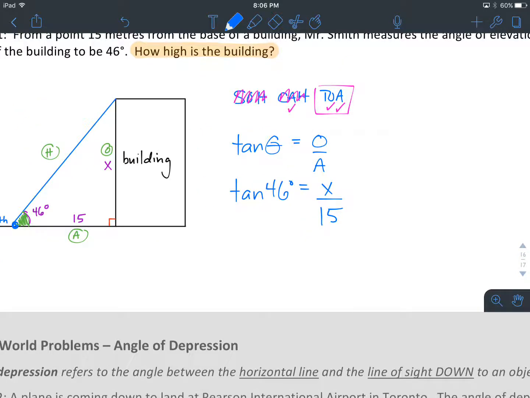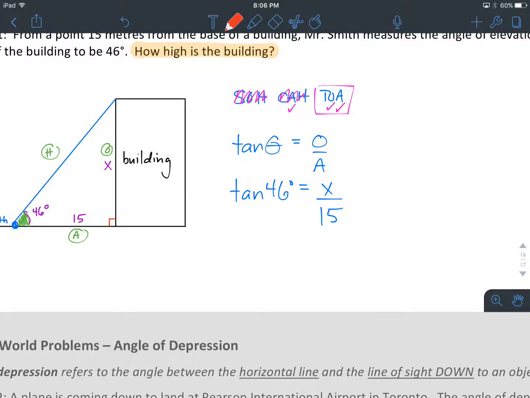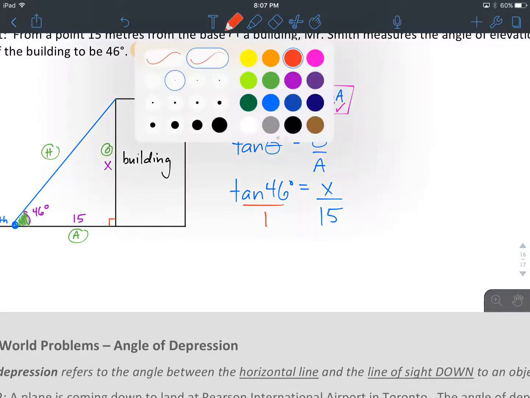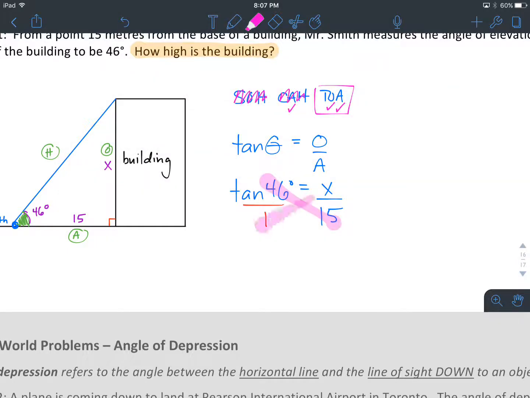So there's our setup. The setup is really the new part of this. It's no different than solving any other value in a right angle triangle. It's just this time we had to get it out of a real world problem. So we're going to set this over 1, and we are going to cross multiply to solve this. So there's our cross multiply setup.